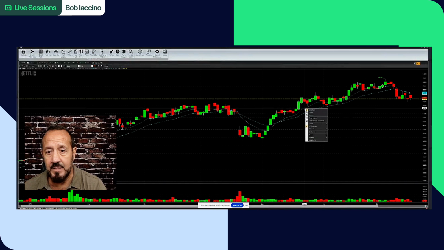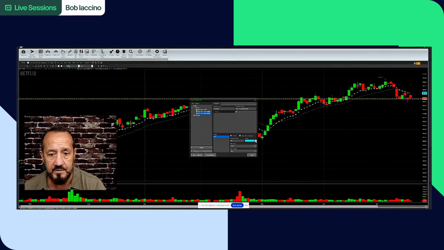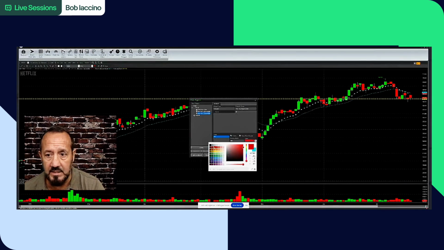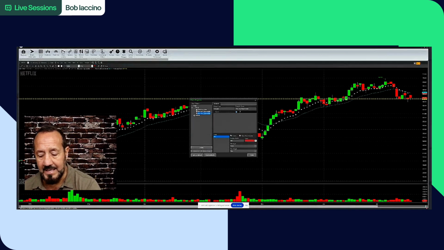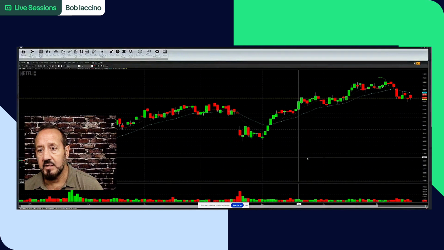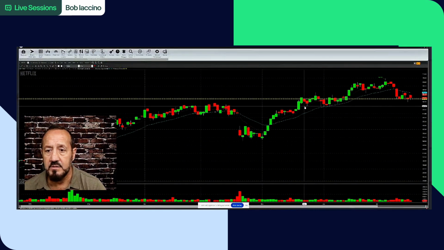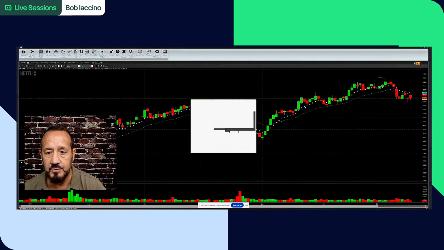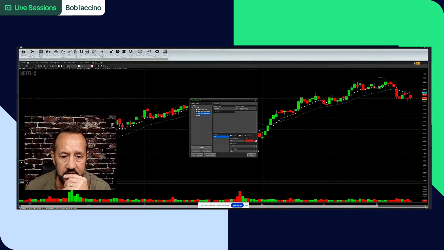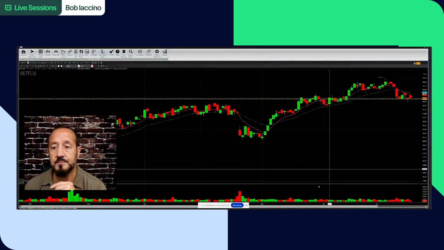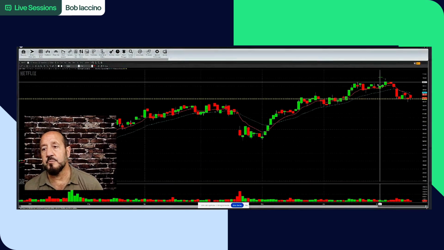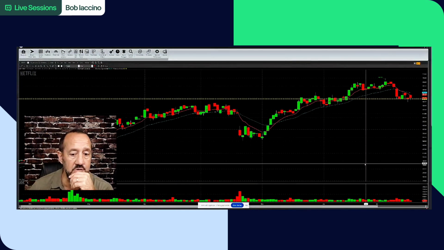I'm going to make this a different color. Let's make it a red. I like my reds. Then I want to make this the 8. So the 8 and the 21 is the rotation zone. Let me see if there's a way to thicken this line without taking too much of your time. I'm going to go with a line weight of 3 on the red one. This way it shows up in the middle of these candle bodies a little better, which are obviously also red.